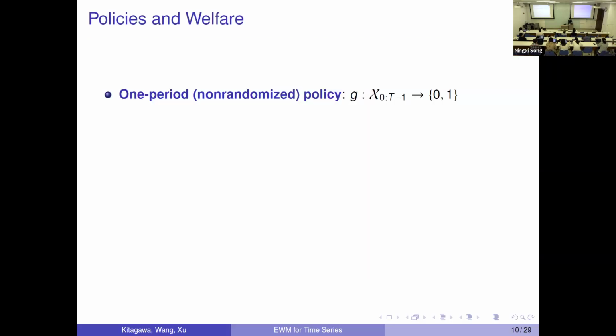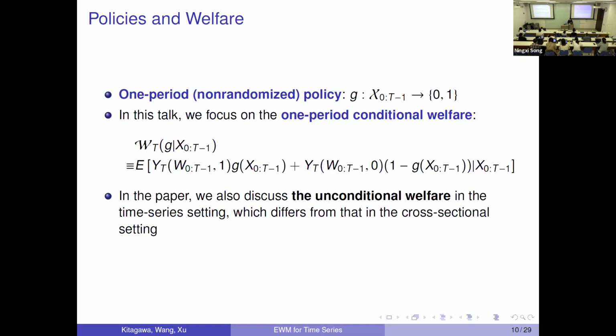And so with this assumption at hand, we can construct our conditional welfare function, which is the object we want to maximize. In this talk, I'm going to focus on this one-period conditional welfare, where we condition on an observed covariate. In the paper, we also discuss the unconditional version of welfare, which differs from the unconditional welfare in the cross-sectional setting.